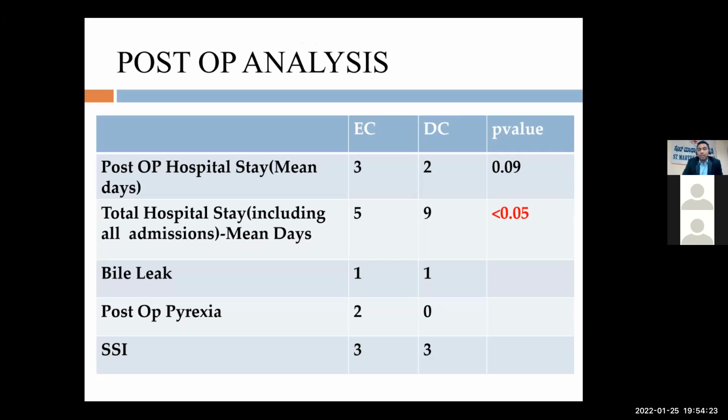The significance comes in the total hospital stay. That is the number of days the patient had to stay, including the repeated admissions, all the days the patient has to undergo surgery, with the mean days in the early group being very less, which is 5, and the delayed group 9, which makes the p-value very significant, less than 0.05.